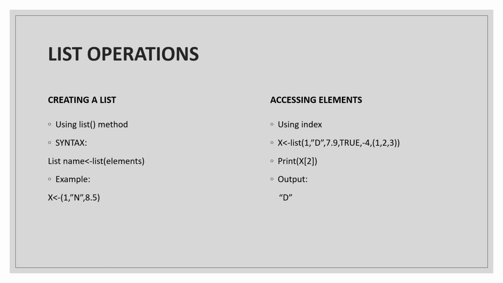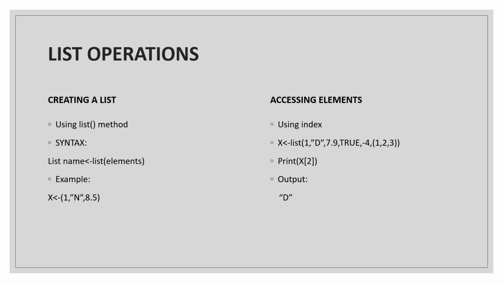Let us see how to access the elements of the list. Accessing elements in a list is done by using the index. So let us see the X list which contains 1 integer, B character, 7.9 float, true boolean, -4 integer, and a list, because a list can also contain lists. So the last element of the list named X contains another sublist which contains 1, 2, 3.